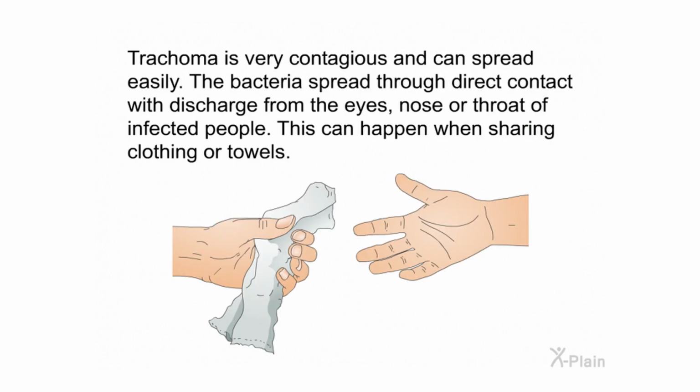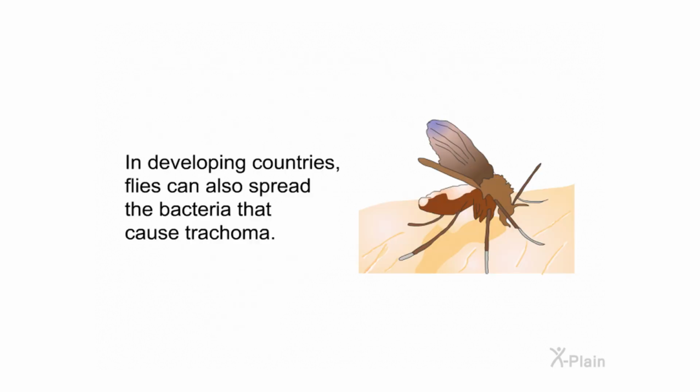Trachoma is very contagious and can spread easily. The bacteria spread through direct contact with discharge from the eyes, nose, or throat of infected people. This can happen when sharing clothing or towels. In developing countries, flies can also spread the bacteria that cause trachoma.